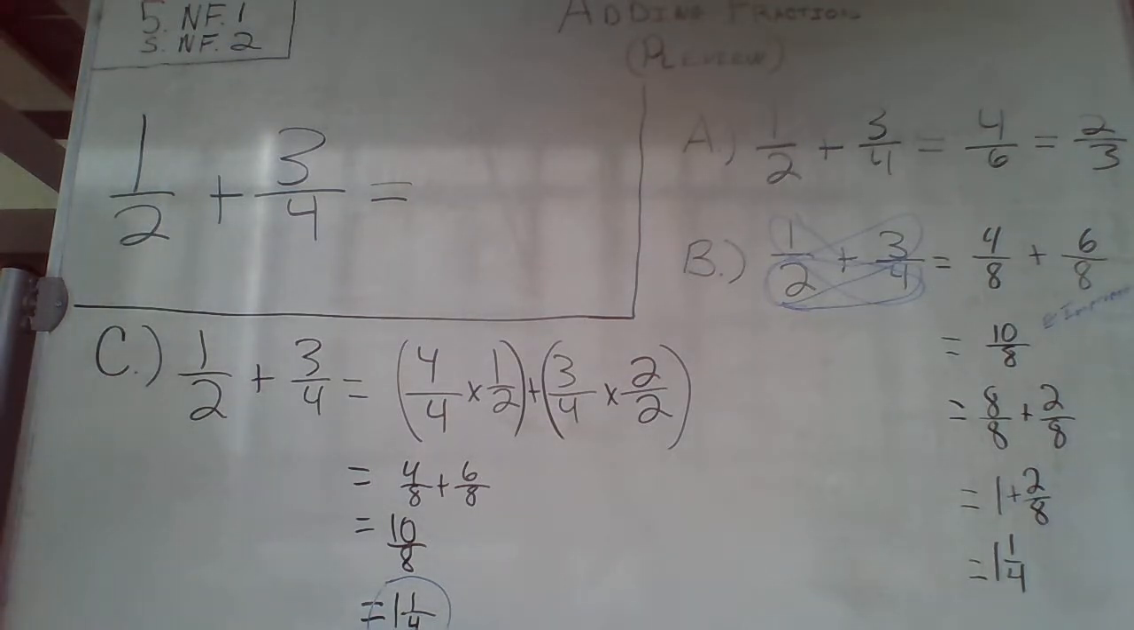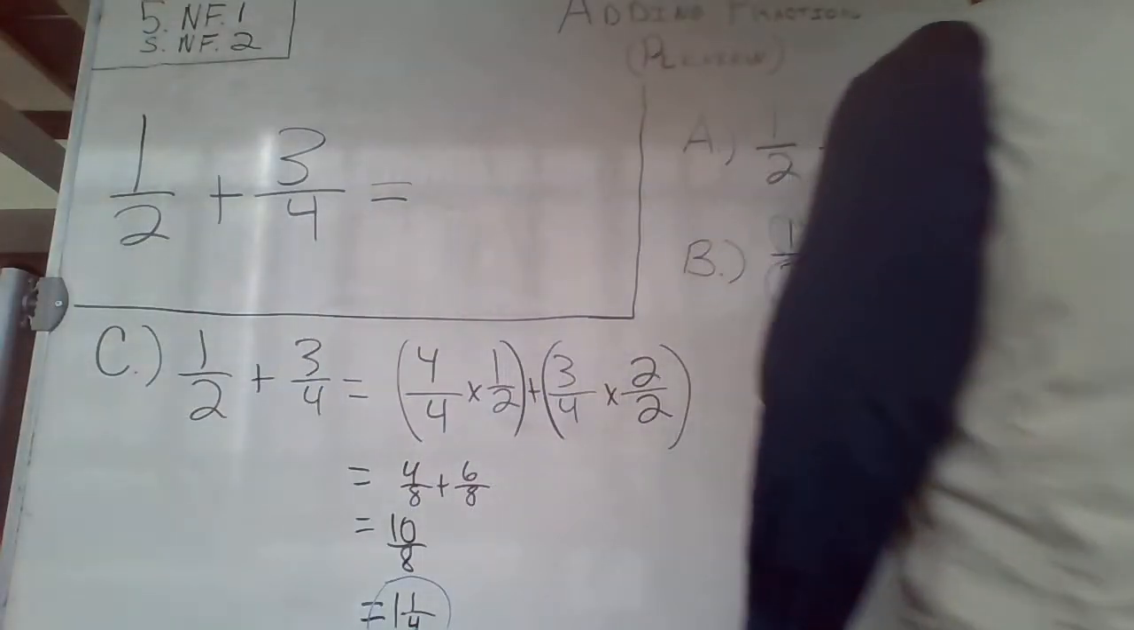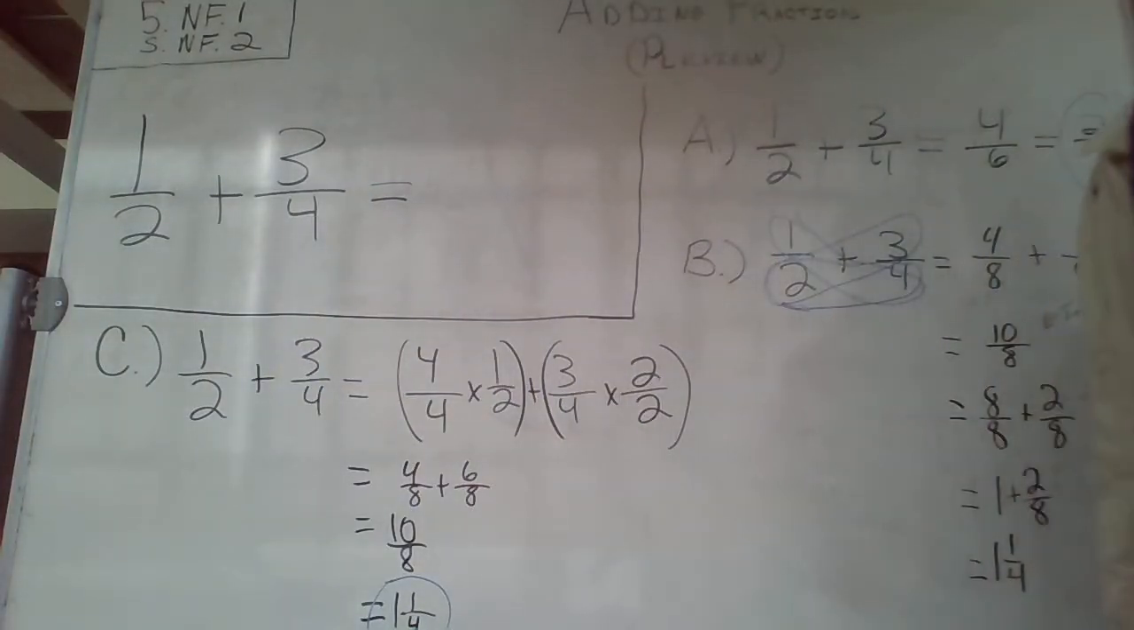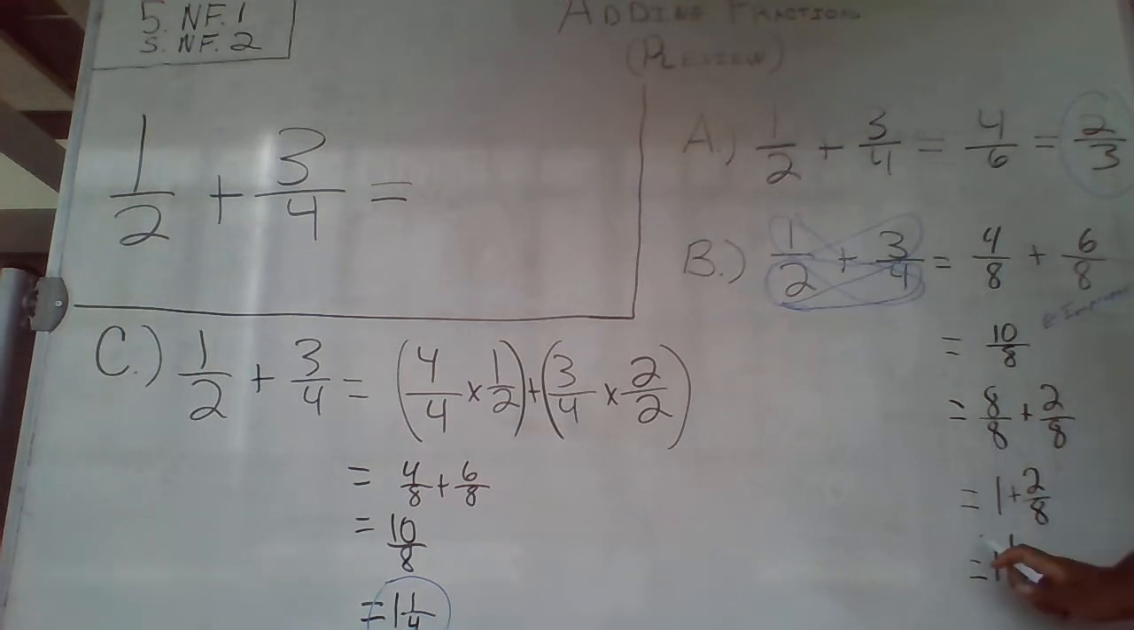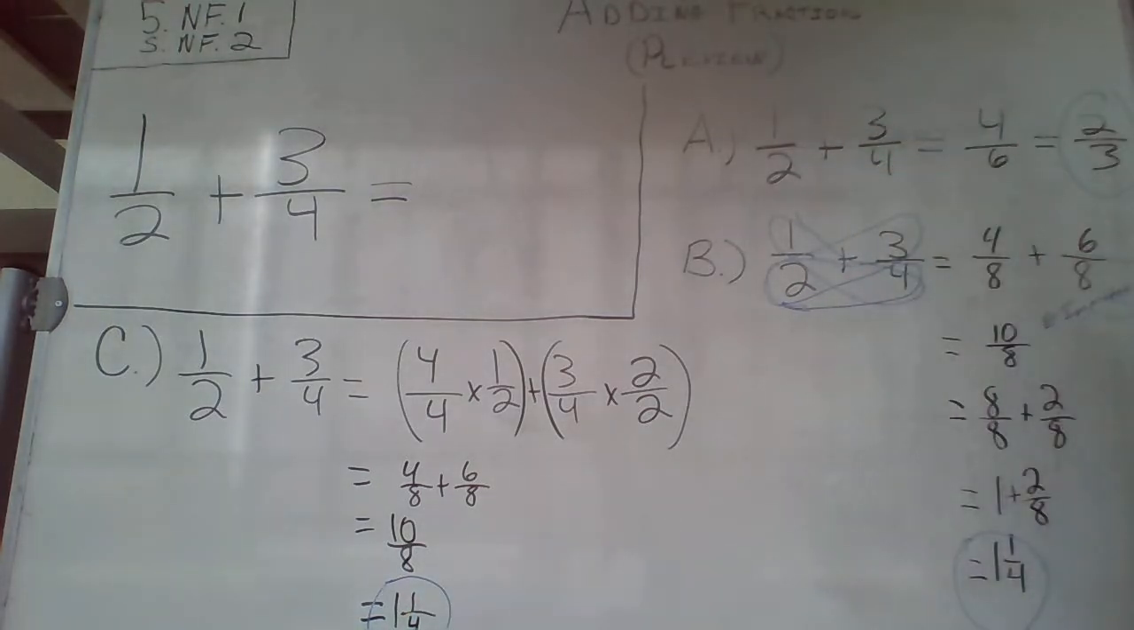So, which one of these were the correct answer? For A, let's go over our answers, our final answer was 2/3. For B, our final answer was 1 1/4. And for C, our final answer was 1 1/4. Well, I'd say that B and C are both correct.